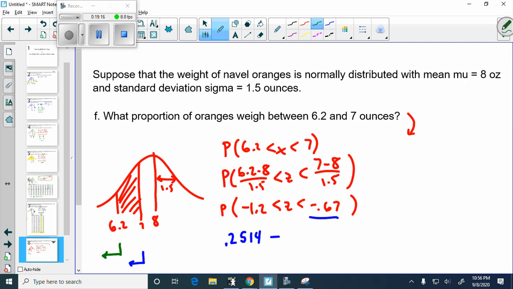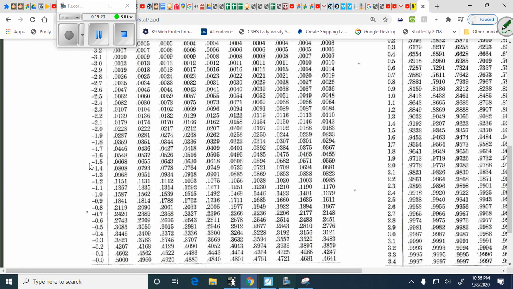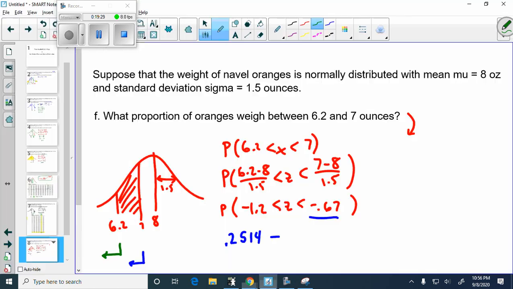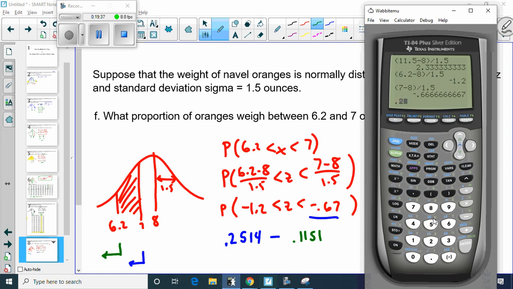Now I want to find the green number, negative 1.2. So negative 1.20. It's this number right here, 0.1151. That difference, or that distance between those two numbers, is my area. 0.1363 is the area between them.